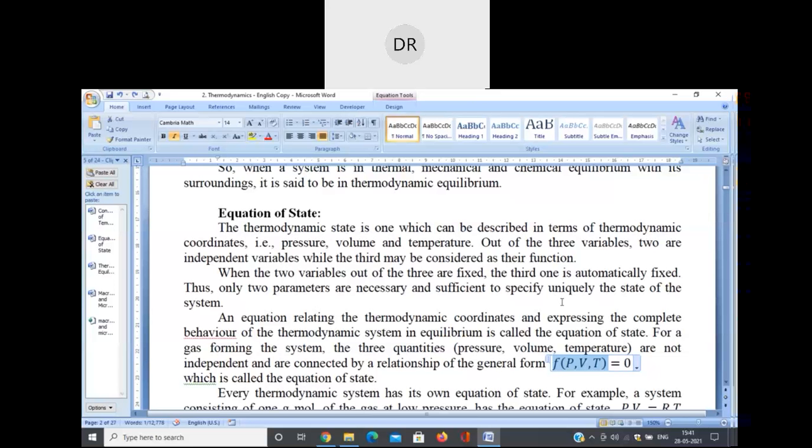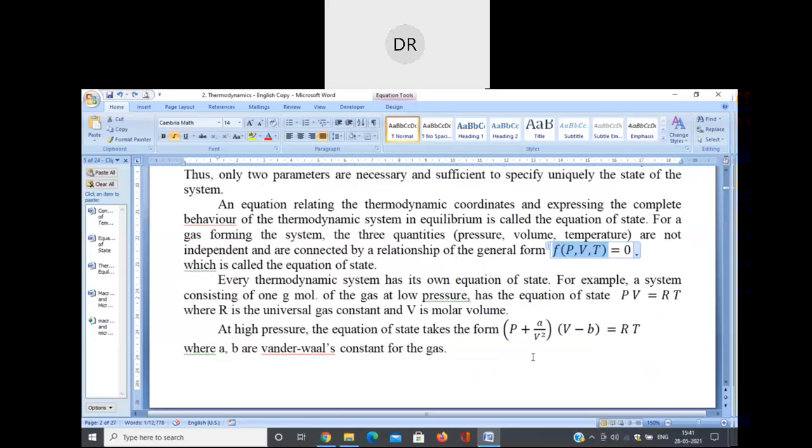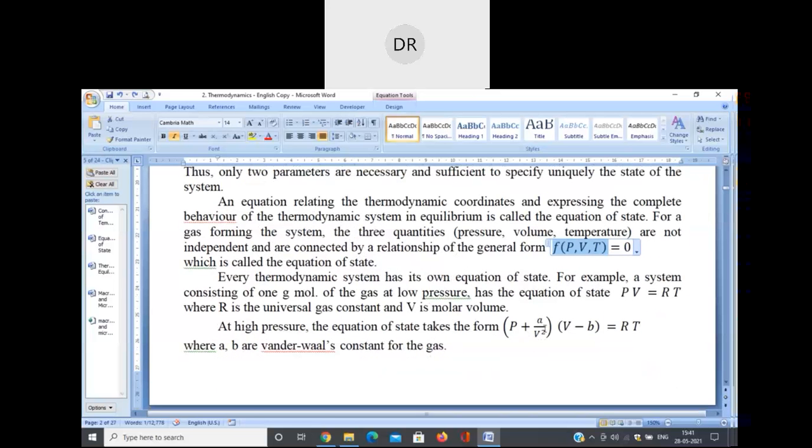Here the temperature is the constant, and P and V are the independent variables. P is inversely proportional to volume. Here we also have another relation: PV equals RT. PV equals RT. This is the ideal gas equation.